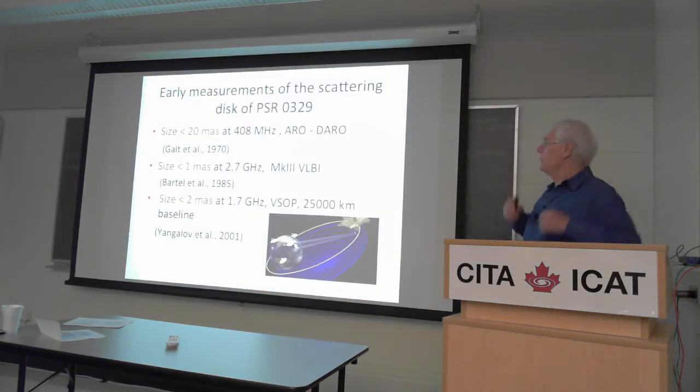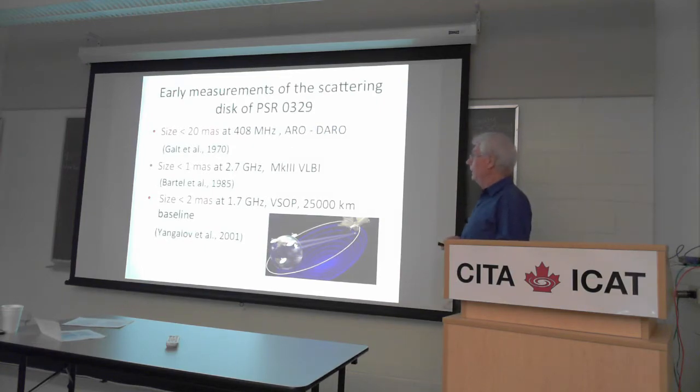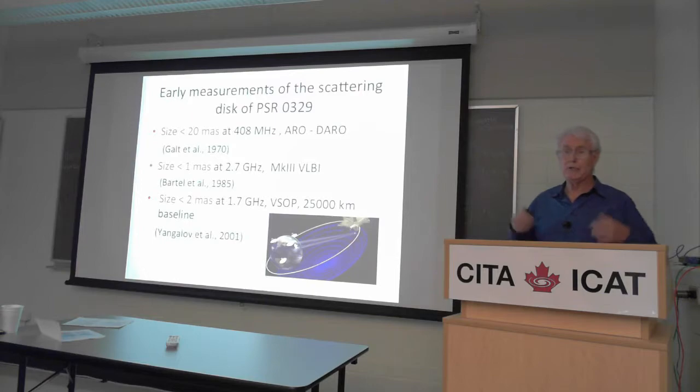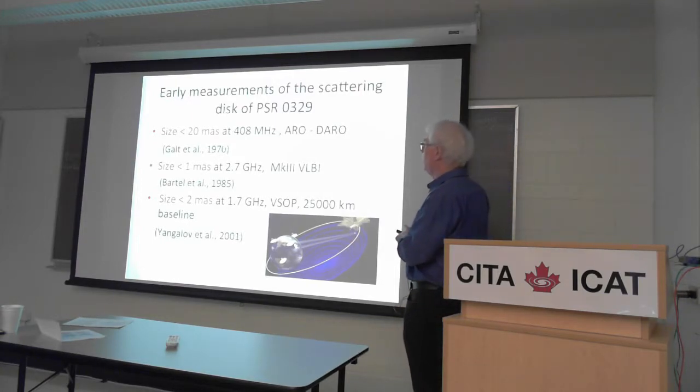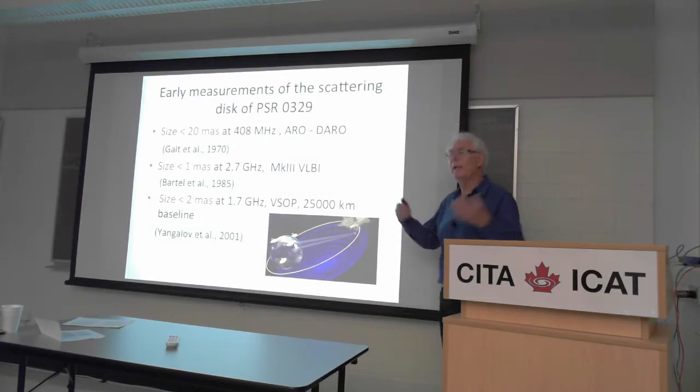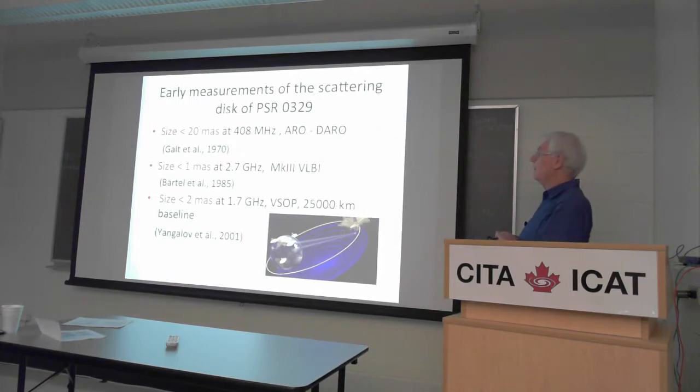So first, about the history. Early measurements started in Canada, after the VLBI system was set up between Algonquin and DRAO, in the 1970s. But at 408 megahertz, even on this relatively large baseline for that time, only a 20 milliarcsecond upper limit was determined. It turns out that that is much, much too large.